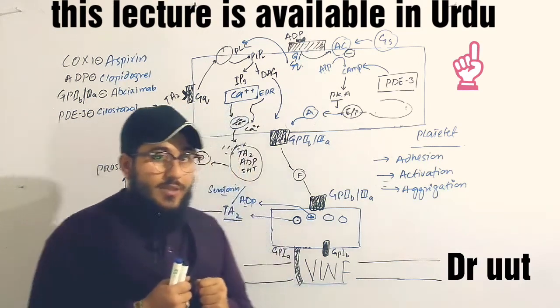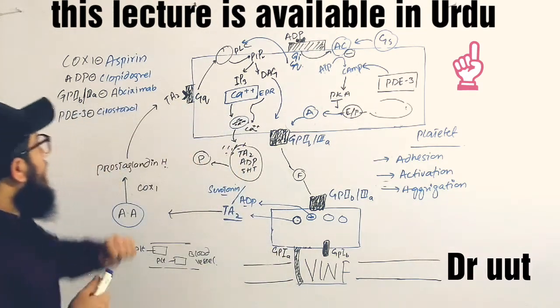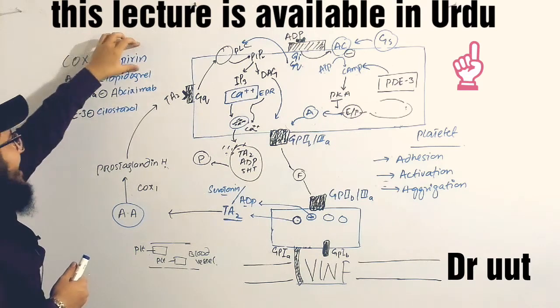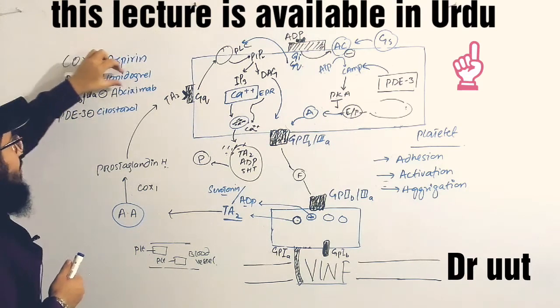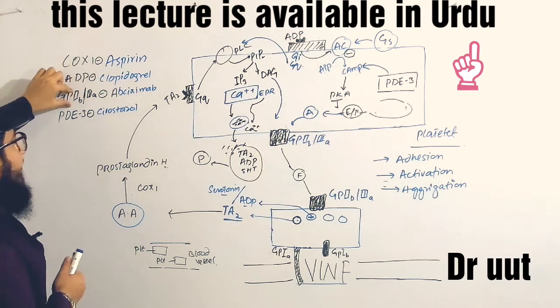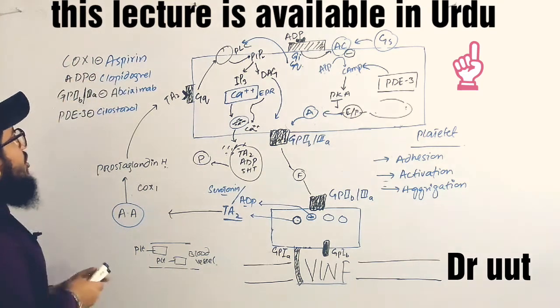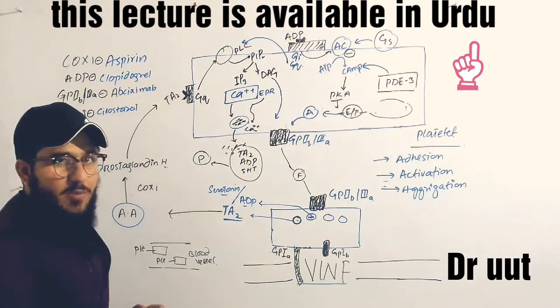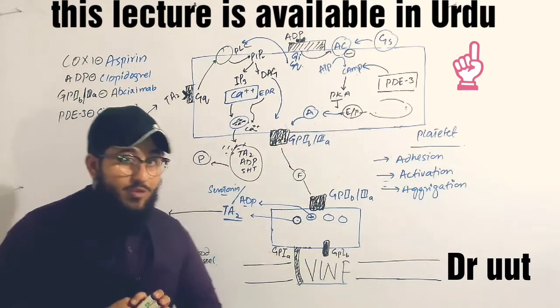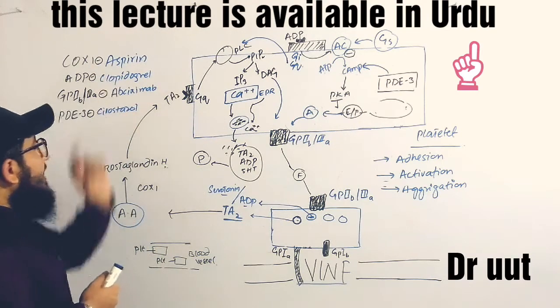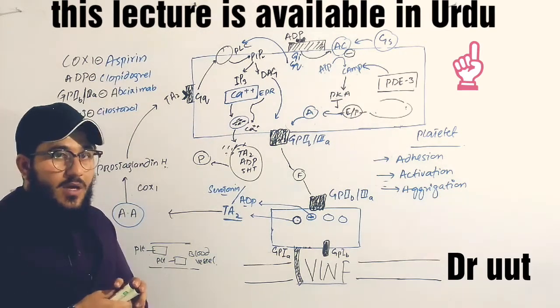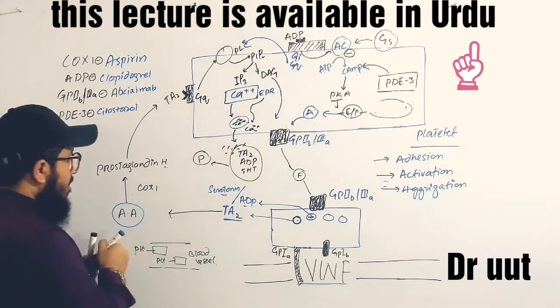Coming to the pharmacology, we have COX-1 inhibitors named aspirin, ADP inhibitors clopidogrel, GP2B3A inhibitors abciximab, phosphodiesterase inhibitor cilostazol, and we have some other drugs also. Well, coming to the very first one, that is COX-1 inhibitors or aspirin. Aspirin actually targets the COX-1.